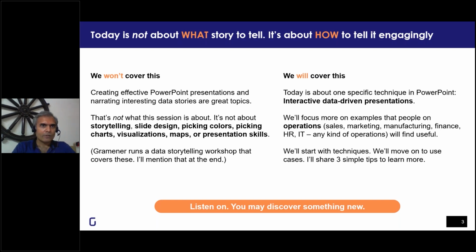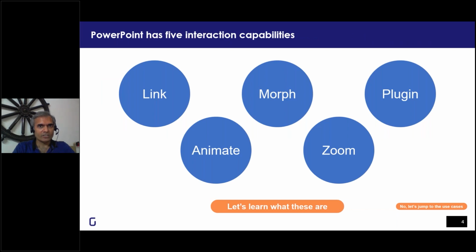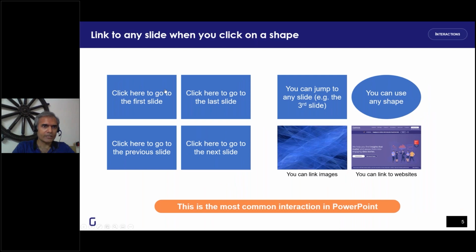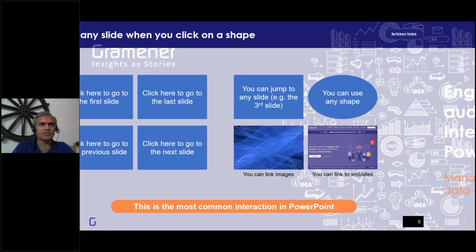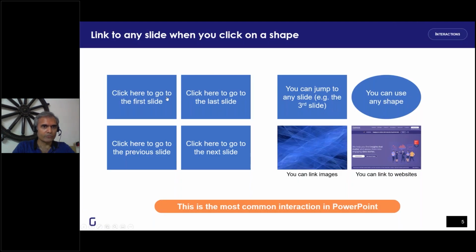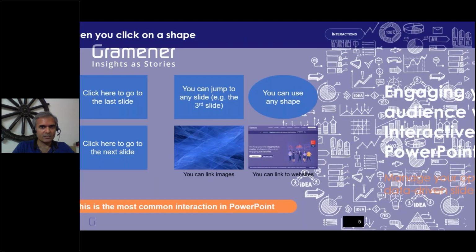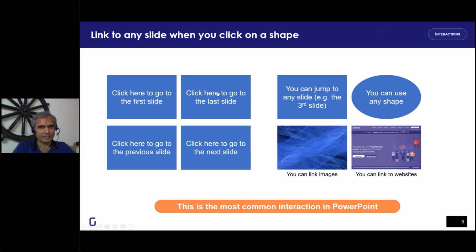Let's dive in. PowerPoint has five interaction capabilities: linking, animation, morphing, zooms, and plugins. And I'm going to show you what these are, and then in the next section we'll talk about how to use them. Linking is probably the most straightforward. You can take any shape, and when you click on that shape, it takes you somewhere else. For example, this one took me to the first slide, and I can right click, select last viewed, and go back to the previous slide.